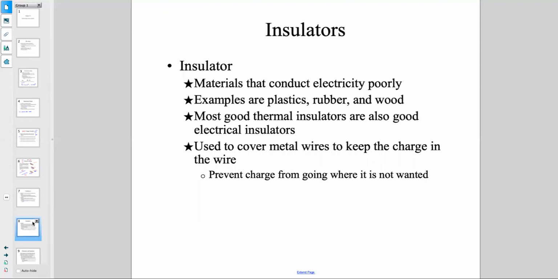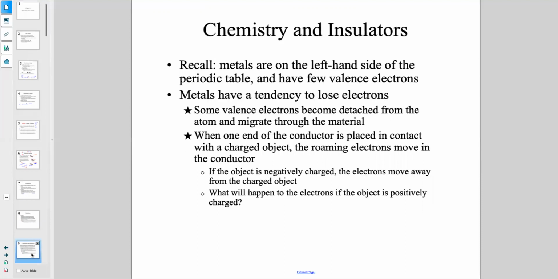Insulators, these are materials that conduct electricity very poorly, okay? So like plastic, wood, rubber. Most good thermal insulators are good electrical insulators as well. So for example, that's why we use them to cover the metal wires, to keep the charge in the wire, because we don't want the charge to be somewhere else. You want to keep it in a safe place. And then let's talk about this, and then we'll go back to another subject.